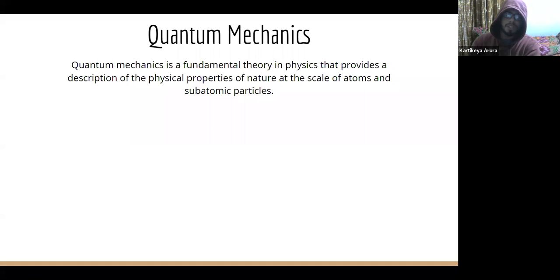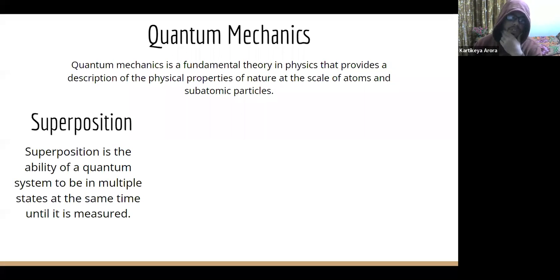So to begin with, as many of you might know, quantum mechanics is a fundamental theory in physics that helps to understand nature at the level of subatomic particles. Now, quantum mechanics is peculiar in the sense that it has two interesting properties. First is superposition, which is the ability of a quantum state to be in multiple states at a time until it is measured. Many of you might know the famous Schrödinger's cat experiment, where the cat is assumed to be both dead and alive until we observe it. That is basically the superposition principle.